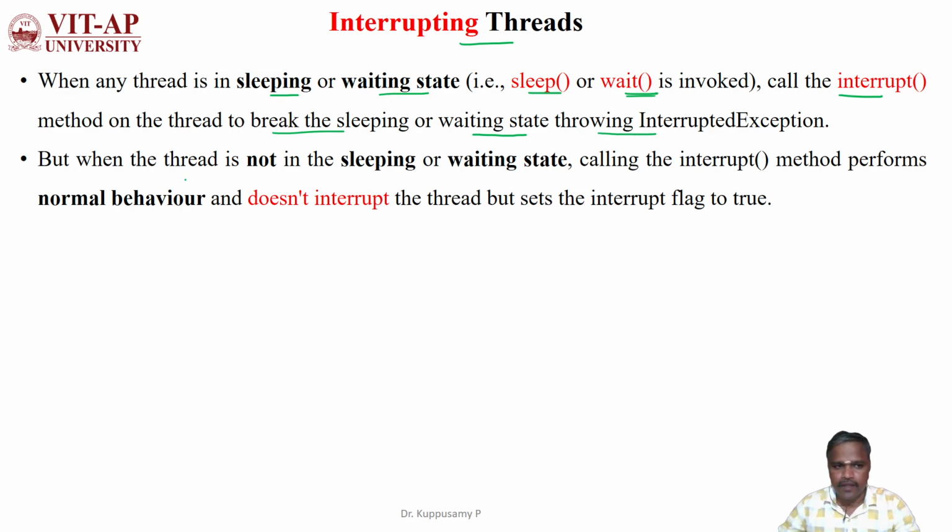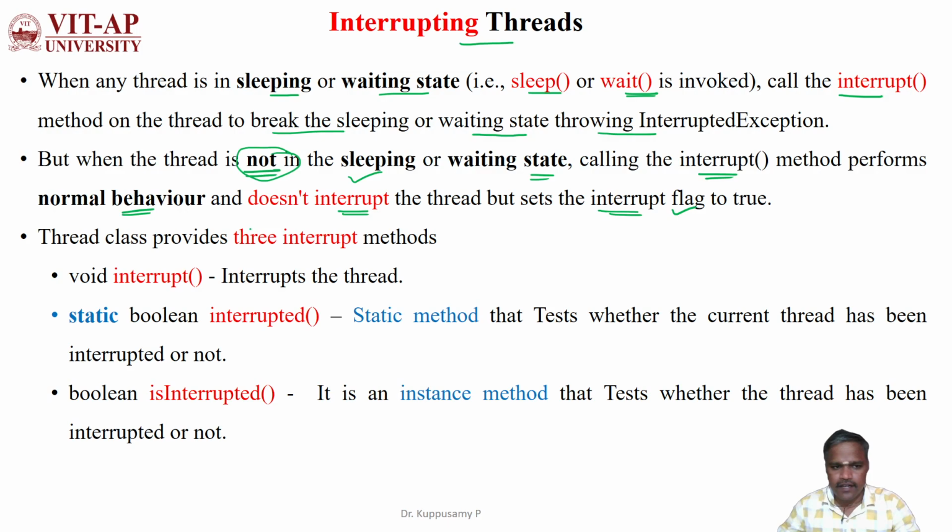exception handling method. But when a thread is not in the sleeping state or waiting state, even though we are using the interrupt method, it will behave normally. That means we can use that interrupt method, but it will not do anything on that particular thread because the thread is not in the sleeping state or waiting state. So it will not have any impact over that thread, but it will set that thread's interrupt flag into the true mode. That means a boolean variable true mode.